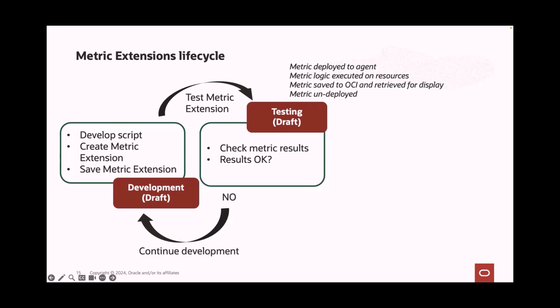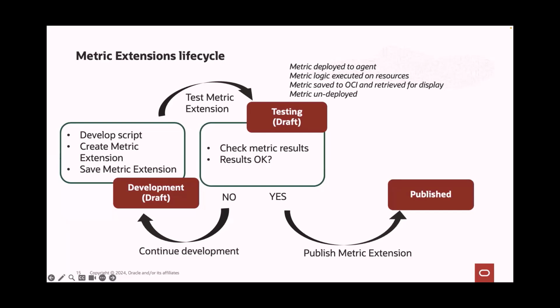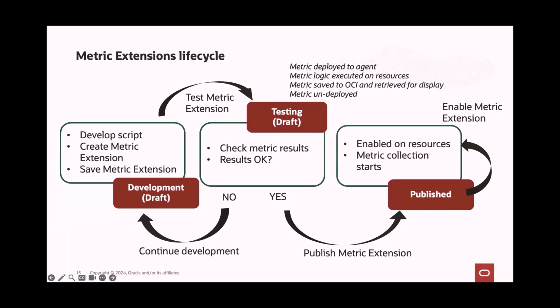Once you're satisfied with the results, now it's time to publish the metric extension. A published metric extension is ready for general consumption, so as a result, you can't edit it anymore. Enabling the metric on a resource is your final step. When enabling the metric on a resource, the metric extension will be pushed to the management agent and then immediately begin collecting that metric data. Stack Monitoring will automatically show the charts for the metric extension on the resource homepages, and you can go create those alarms against your newly created metric extensions.